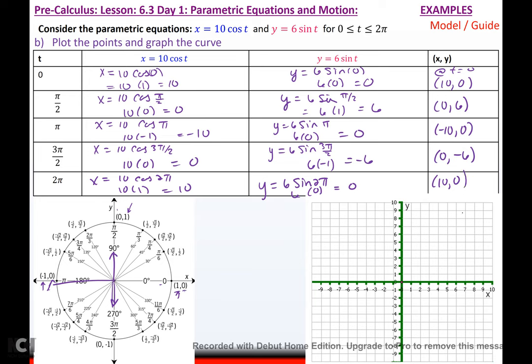So if I plot those, 10, 0, 0, 6, negative 10, 0, 0, negative 6, and then back to 10, 0, there's my ellipse, which looks like a football. Yeah? Pretty cool.